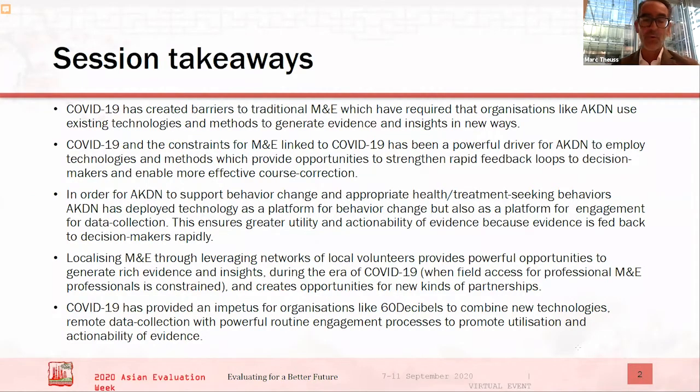And in addition to all of the panelists that are here today from AKDN, we also have one panelist from an organization called 60 Decibels, which has powerfully combined new technologies, remote data collection, and routine engagement processes to promote uptake and greater utilization of evidence. And in this session, we're going to be talking through some illustrative examples that capture those takeaways to provide a richer understanding of them. And then we're going to be handing over to the panelists that are going to talk through those examples and additional points in more detail. Next slide, please.